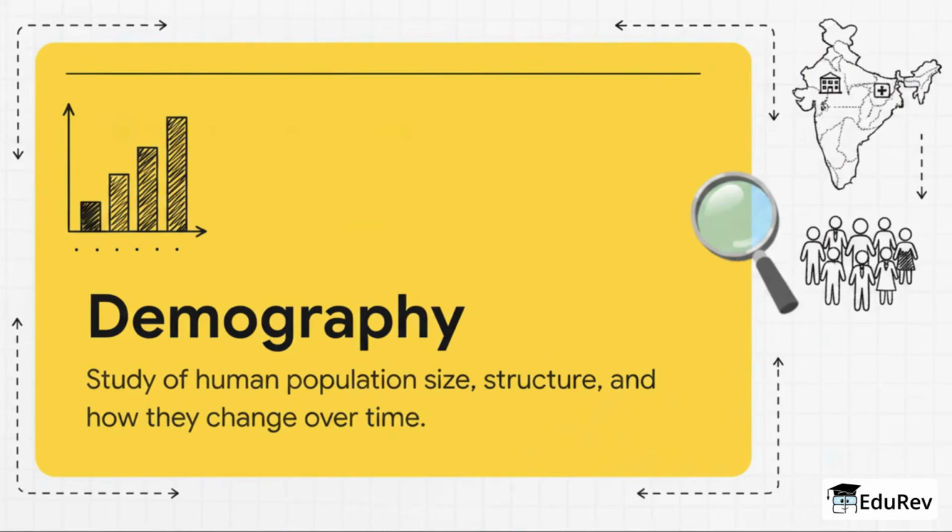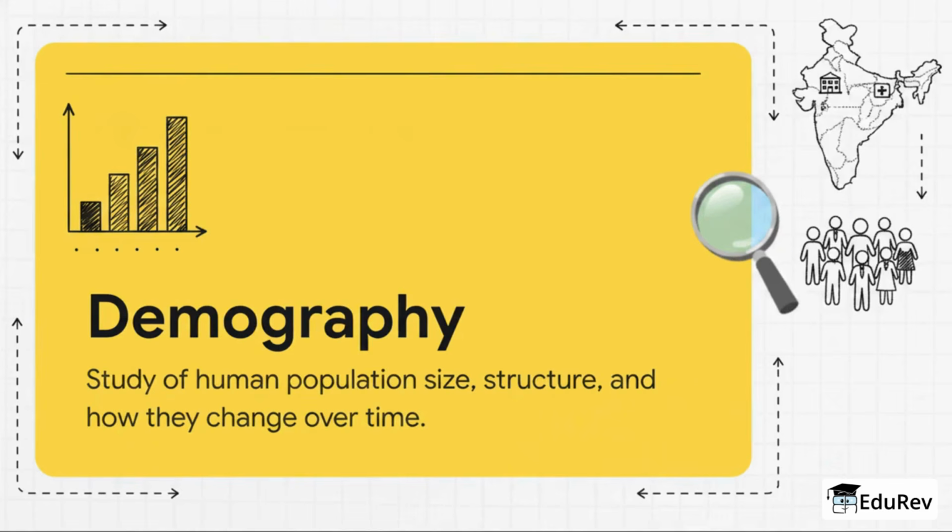Demography is the core science we use to understand these massive global shifts. It's simply the study of the composition of human populations. We look at size, meaning the total number of people, and structure, which includes age, gender, education, and occupation. But more importantly, we study how these features actually change over time.